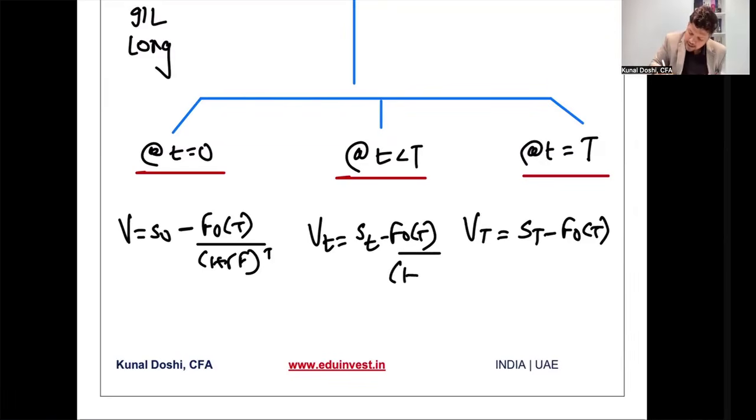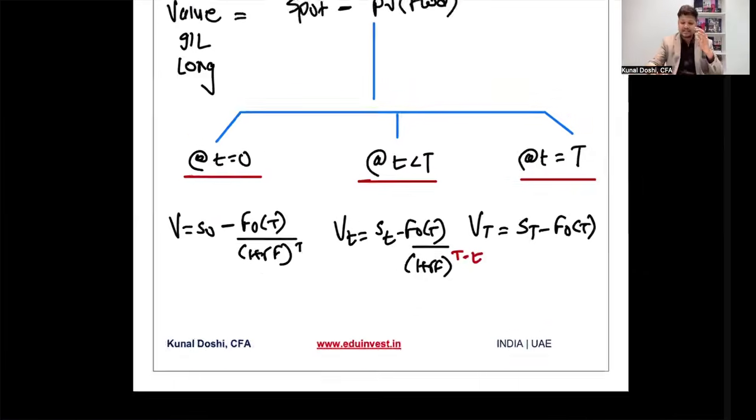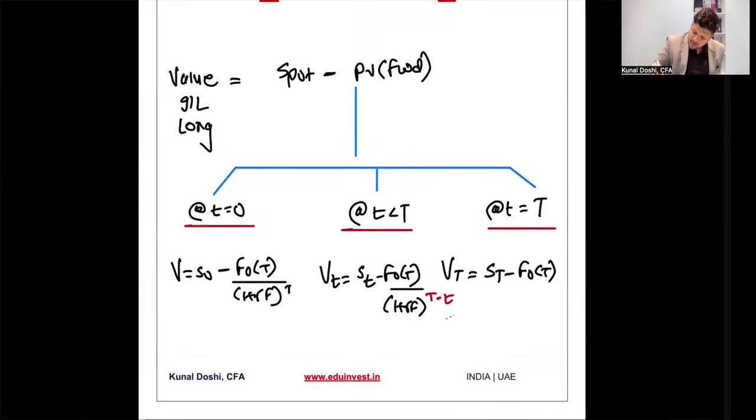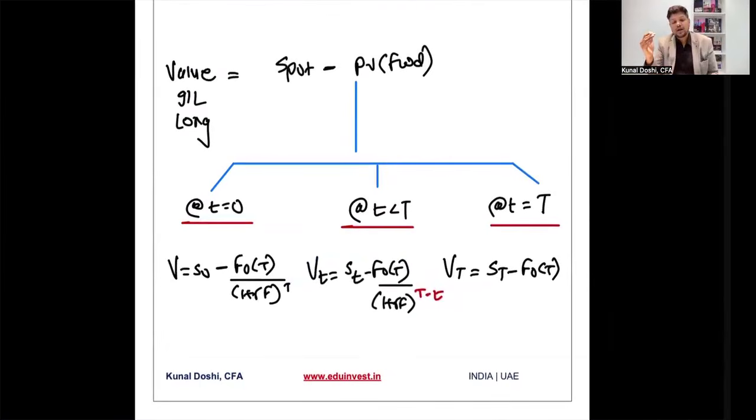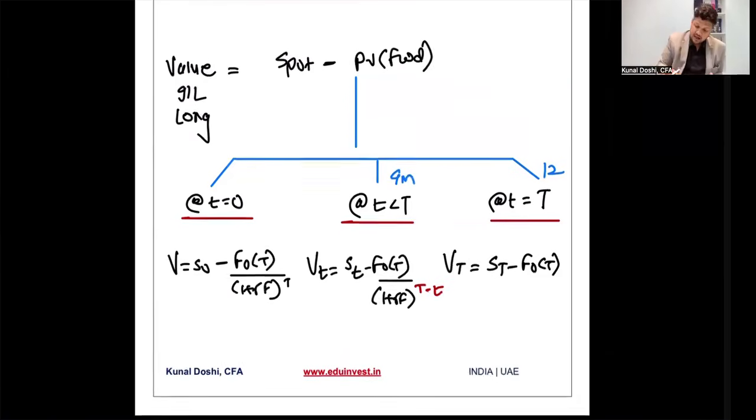So you will do 1 plus risk free to the power T minus t. Now remember, the big T is, let's say, 12 months. The contract is for 12 months. And if you're settling it just 3 months before maturity, then 12 months is the entire contract period. If I'm settling the contract at the end of 9 months, the difference between 12 and 9, that is 3 months only, compounding is there.